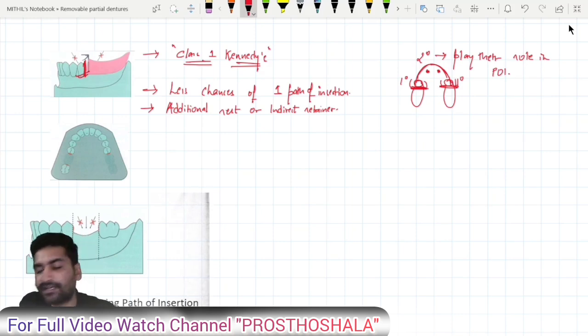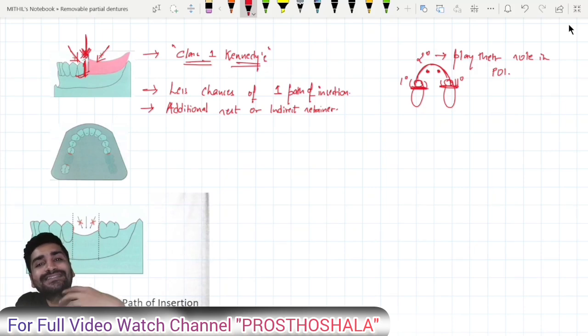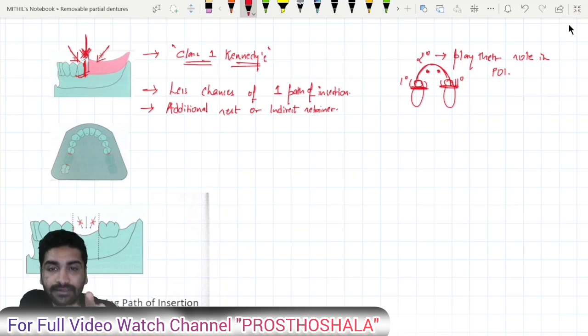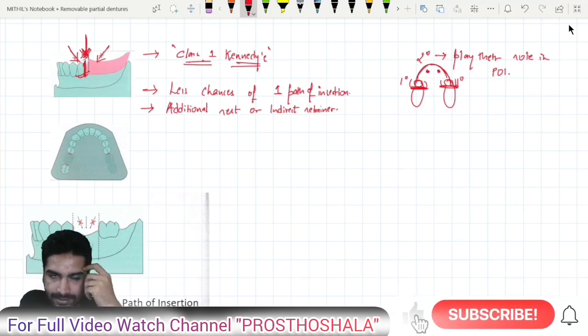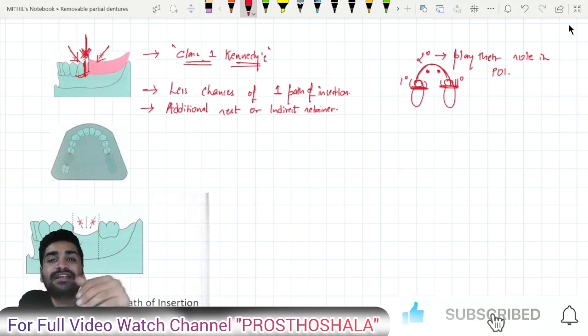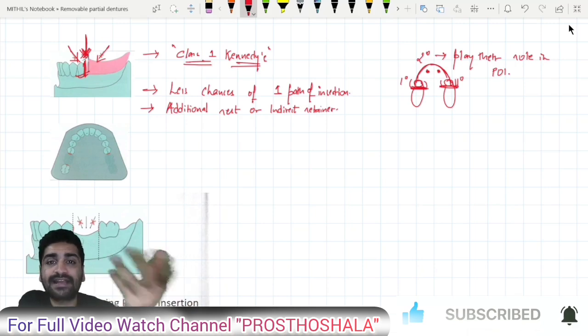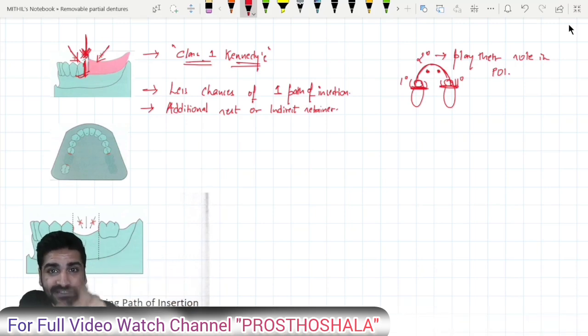So this is about Kennedy's class 1 situation. When you do this, at that time there are no chances that the RPD can move from this direction or this direction. There are more chances that there will be a single path of insertion. So what do we understand from this? For every single patient or for every single Kennedy's classification, there are some things which we have to keep in mind. Suppose now we understood that class 1 needs additional rest and support or indirect retention so that the path of insertion is maintained.